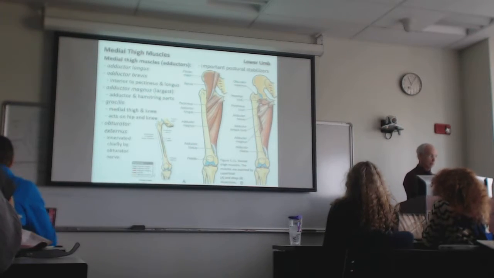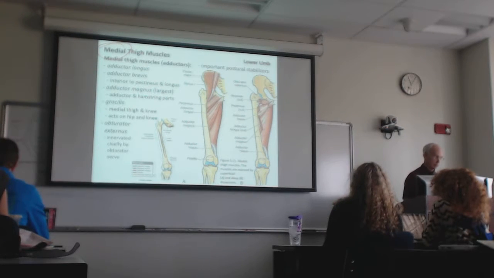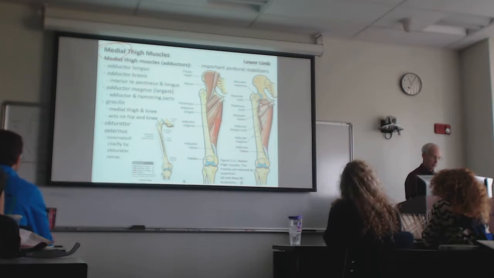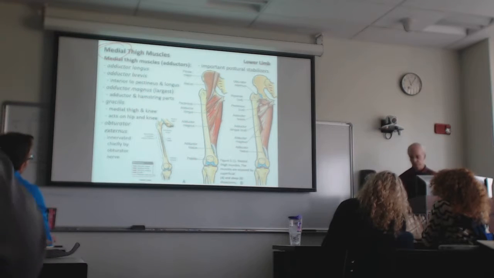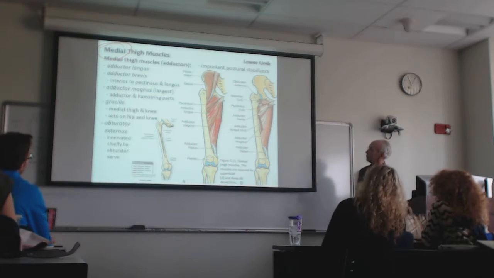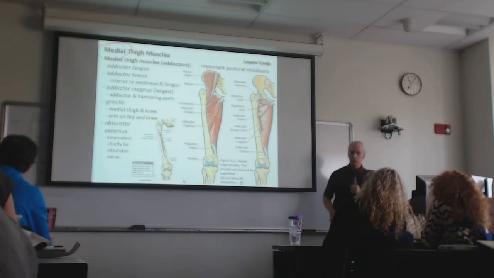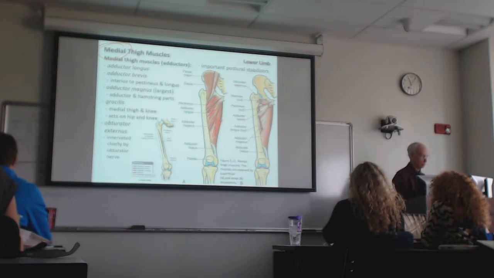All right, moving to the medial, these are the adductors. The medial thigh muscles are the adductors: adductor longus, brevis, and magnus. You can see the magnus over here, the adductor longus, and then that's the pectineus, which is really more of a rotator, to some extent a flexor, but it's also included within the adductor group as well.